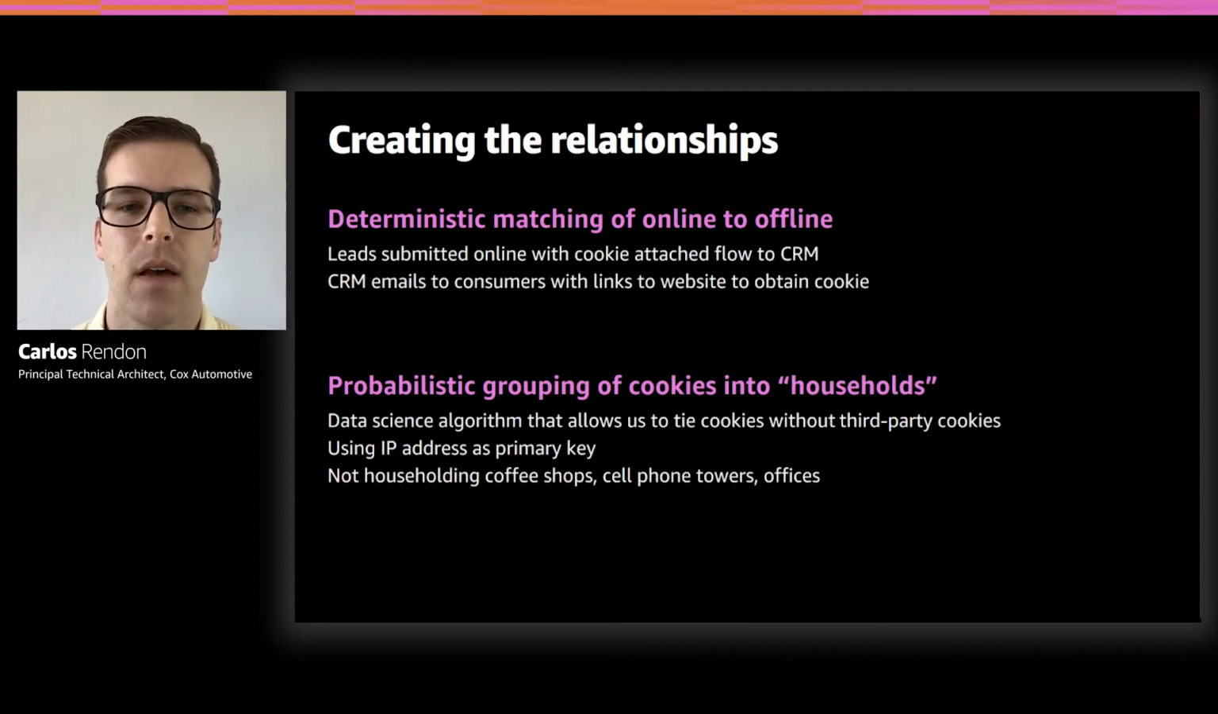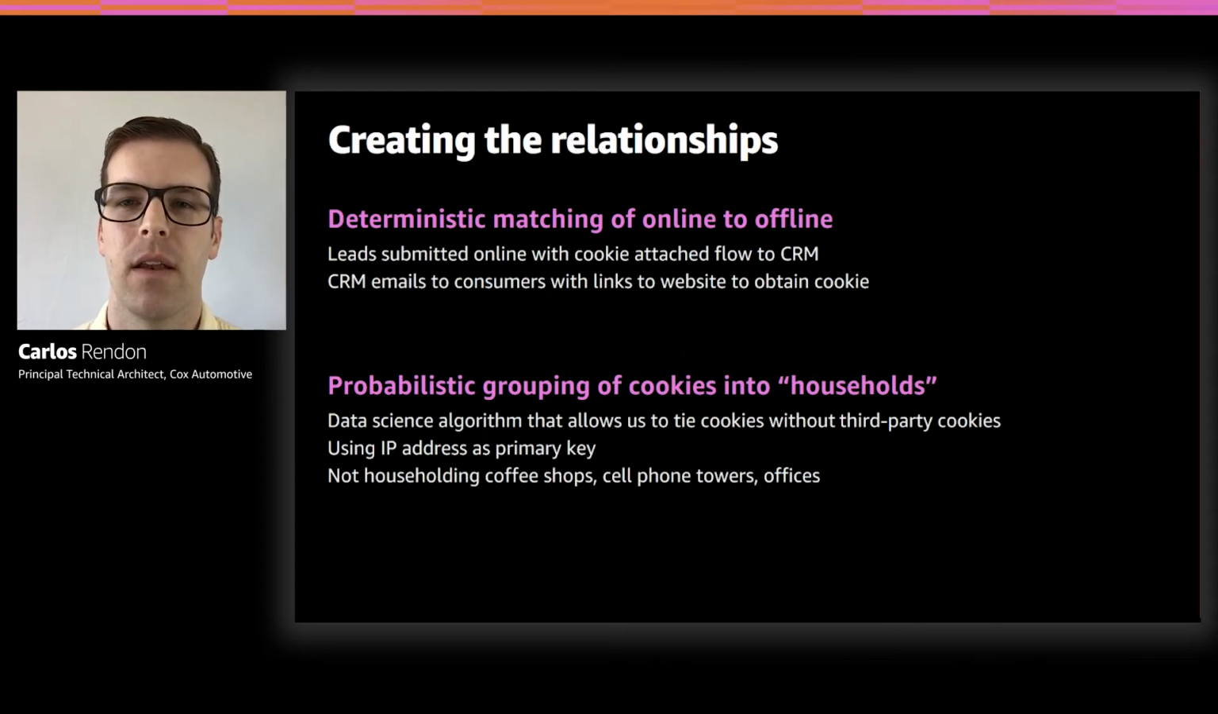In addition to that, you can also use probabilistic matching and data science. Our data science team at Cox Automotive has created something called householding. With householding, they're tying together a large collection of related cookies that they believe all belong to one consumer. Today we're using the IP address to be that primary identifier that we're tying them to. And I don't want your takeaway to be just group by IP address, because that's not really the full solution.